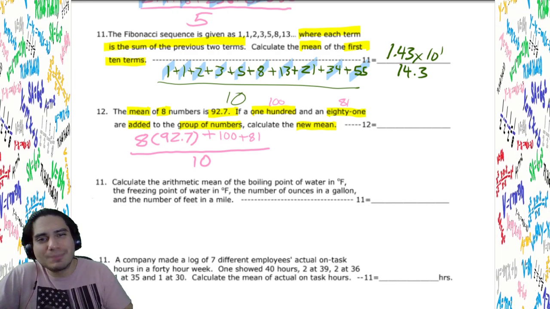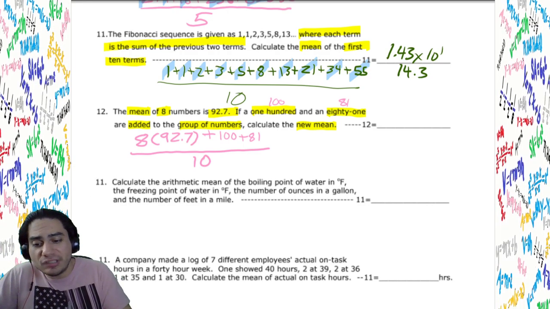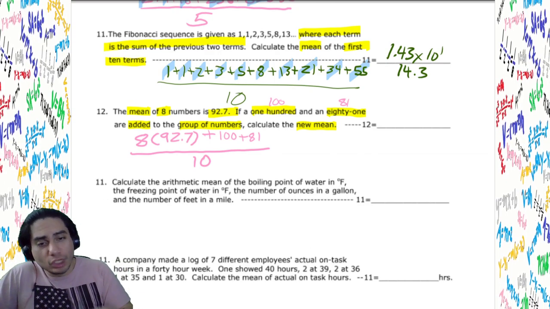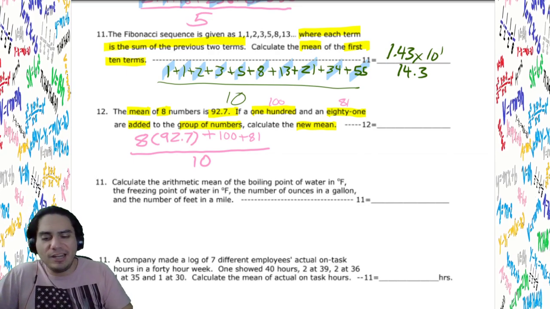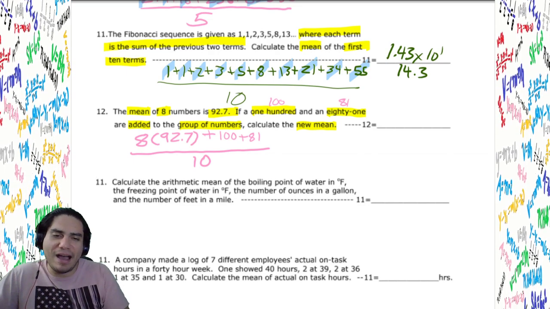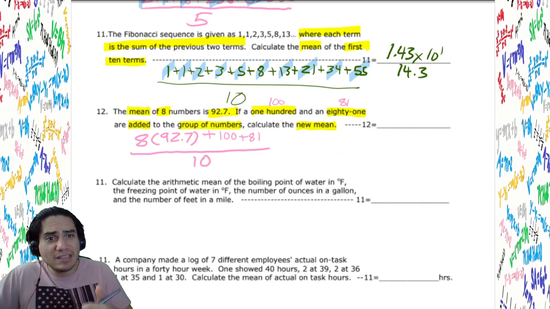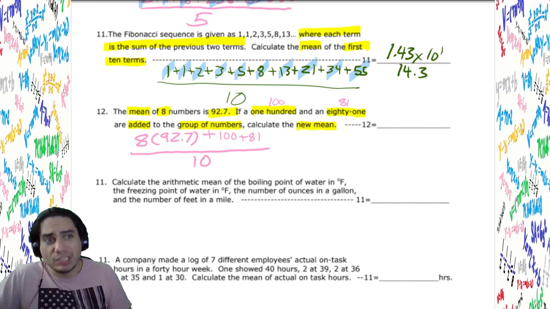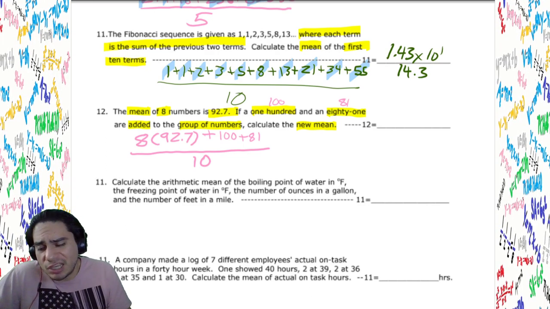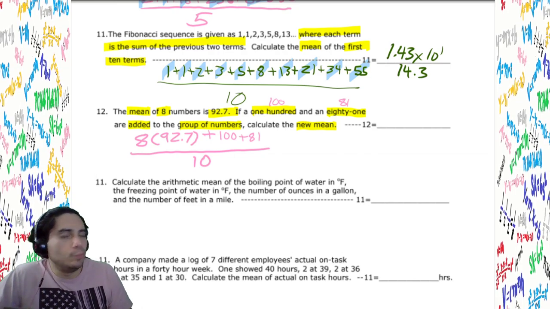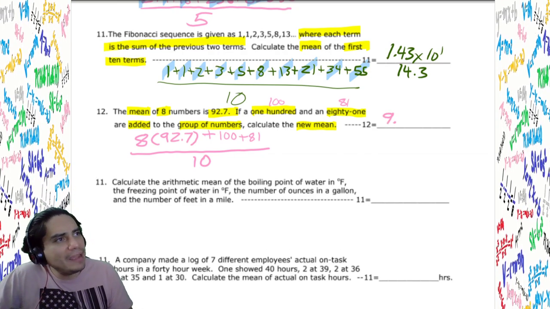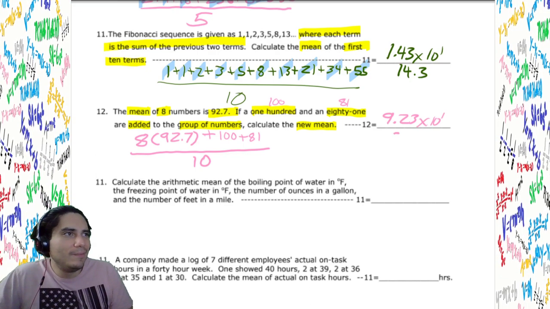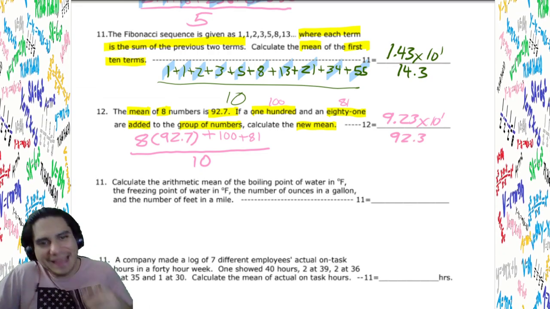So now we can do this problem, all right, ladies and gentlemen? Got 92.7, and then we're gonna go ahead and hit eight, multiply. Then we got 100, we're gonna add it. We got 81, add it up. Then 10, divide. Notice how this kinda changes this a little bit. It's close to 92.7, because there's eight numbers that are 92.7, essentially. But it actually dropped it a little bit. We're gonna end up with 9.23 times 10 to the first, or 92.3. And that's how you do this mean problem.